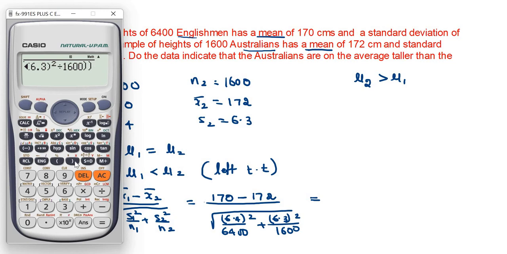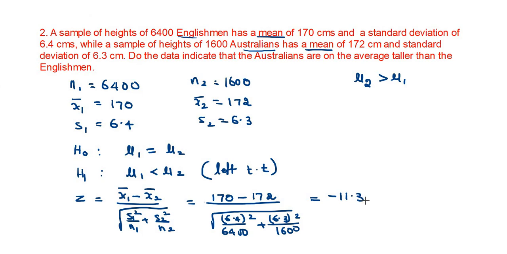Now we'll find the value. It is minus 11.3. So Z value is minus 11.3. Now we are going to find the table value. The level of significance is not mentioned, so we will take 5% level of significance. So the table value of Z at 5% level of significance.